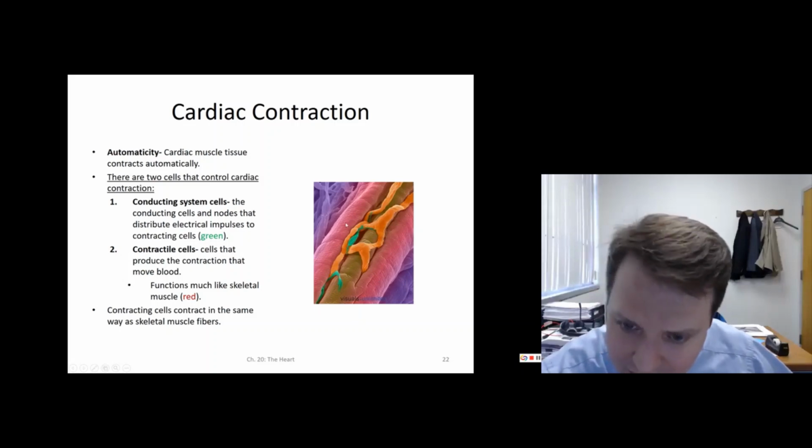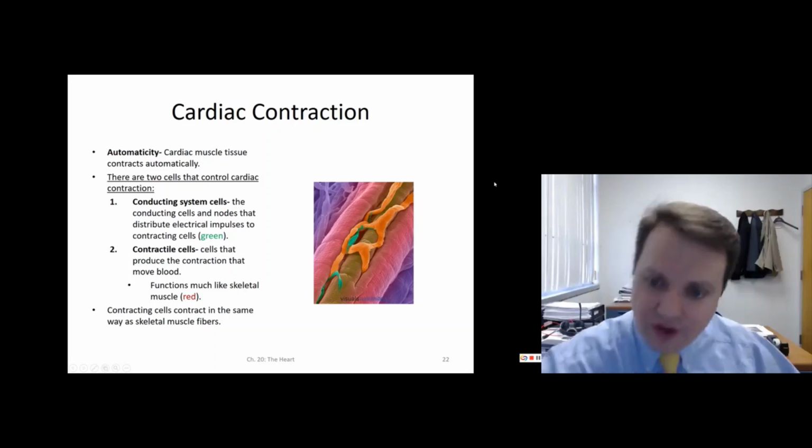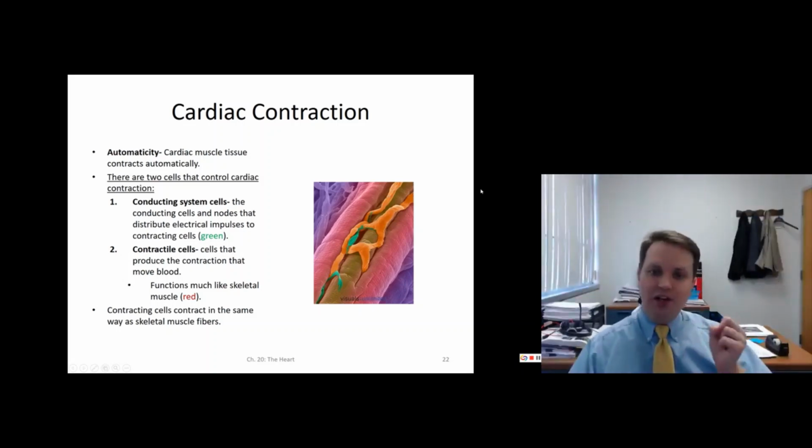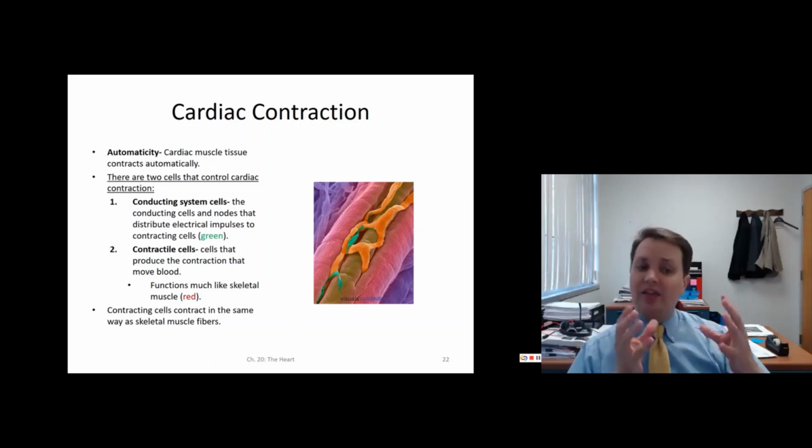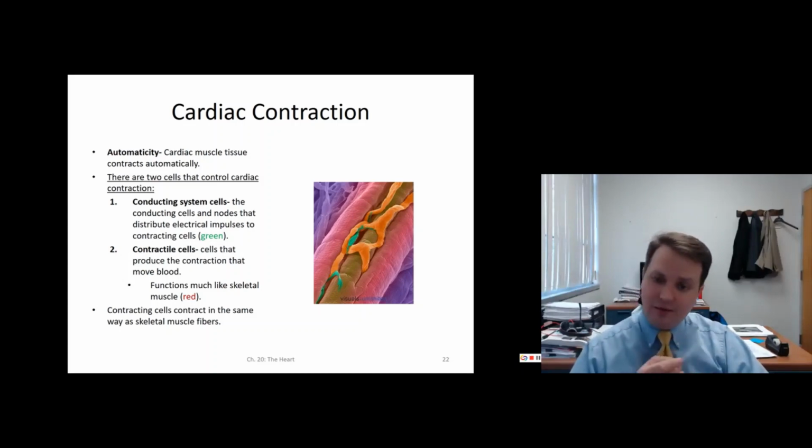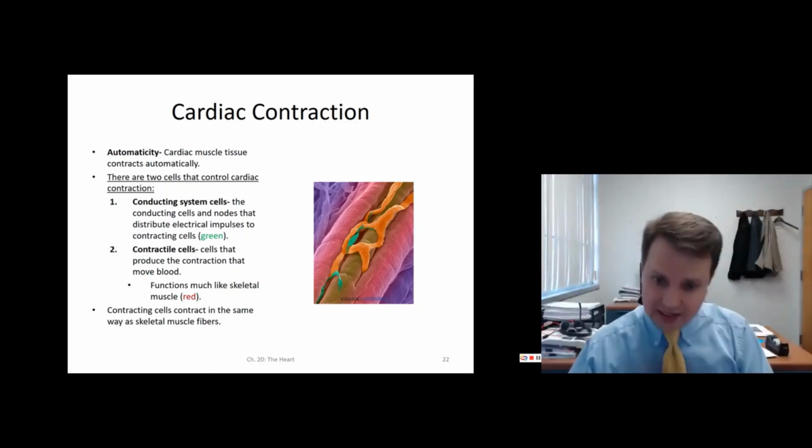And these cells here, that's the conducting system. These are some neural tissues, because you will find some neural stimulation to the conducting system. We're going to talk about that. But your contractile cells are the ones that contract to move blood. They act much like skeletal muscles, so they have the same contraction cycles as skeletal muscles. If you weren't very good with that, look at my notes from A&P1.